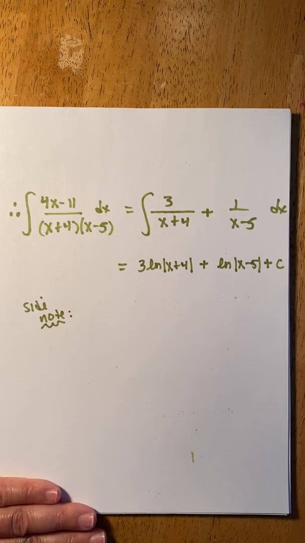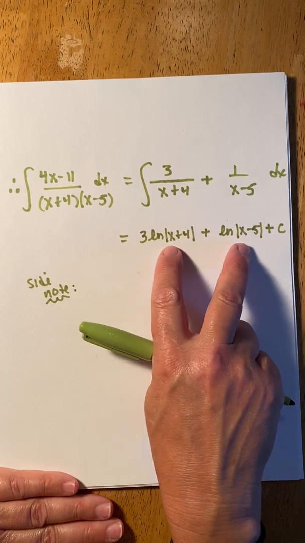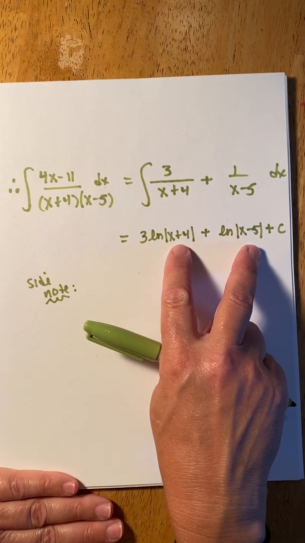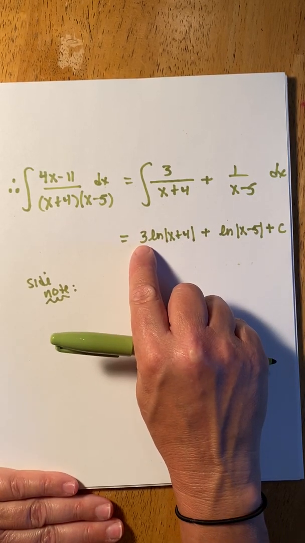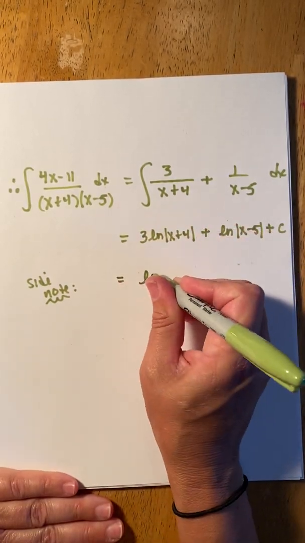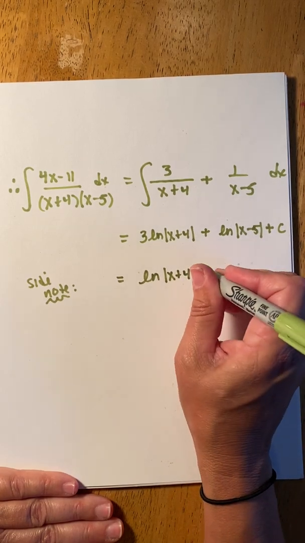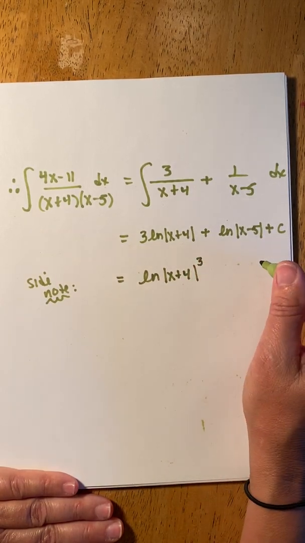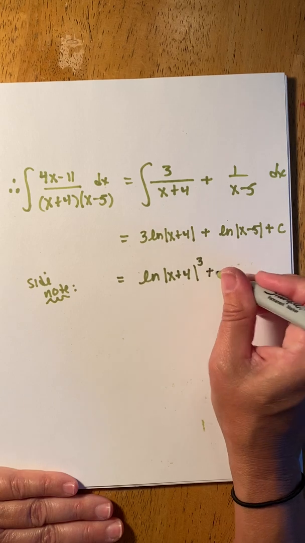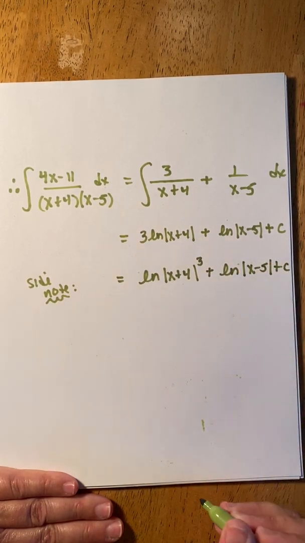Your book tends to like to combine your logs. Remember, we can add logs by multiplying what's inside of the log as long as there's not a constant out front. So what I'm going to do is take that constant and create it as the power. So 3 times the natural log of x plus 4 is equivalent to the natural log of (x plus 4) to the third power, plus the natural log of x minus 5, plus c.